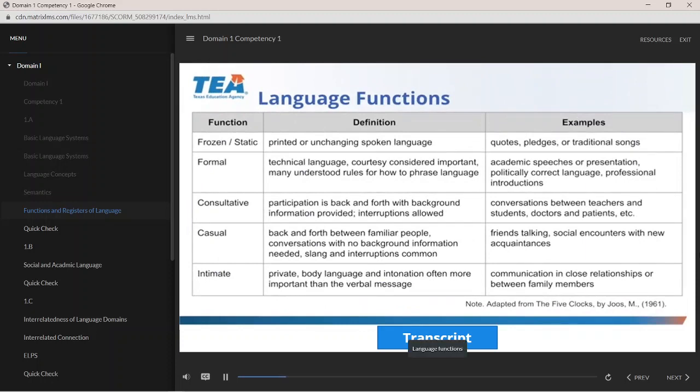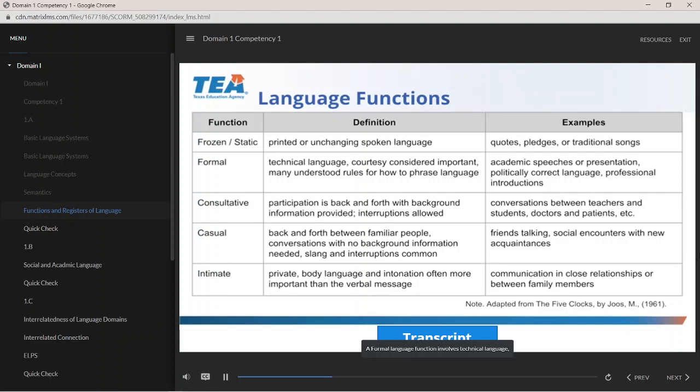Language functions. Language functions can be described in various ways. Here are some essential categories to be familiar with. First, we have frozen or static. These are specific written words or oral acts that never change, hence the name frozen or static. Think of printed or unchanging spoken language. Some examples include quotes, pledges, or traditional songs.